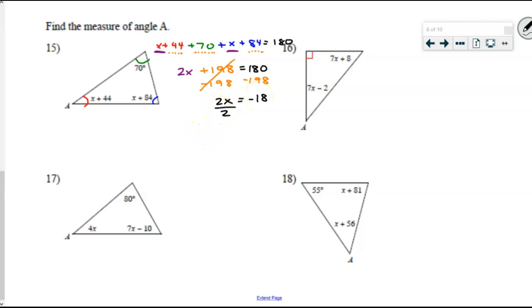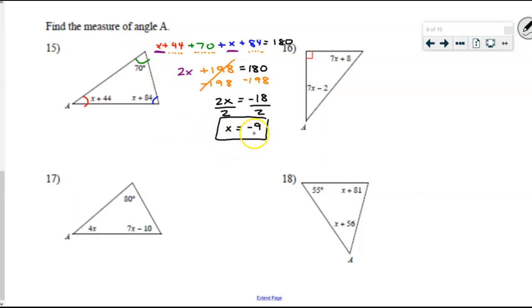Divide each side by 2. And I have x is equal to negative 9. Have I answered the question yet? No. I have x, but the question is asking us to find the measure of angle A.